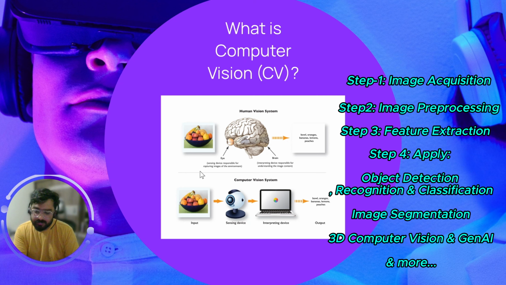So overall, computer vision is a very fascinating blend of image processing, pattern recognition, machine learning and AI that enables computers to analyze and understand the visual world, which is opening up a plethora of opportunities and real-world applications.